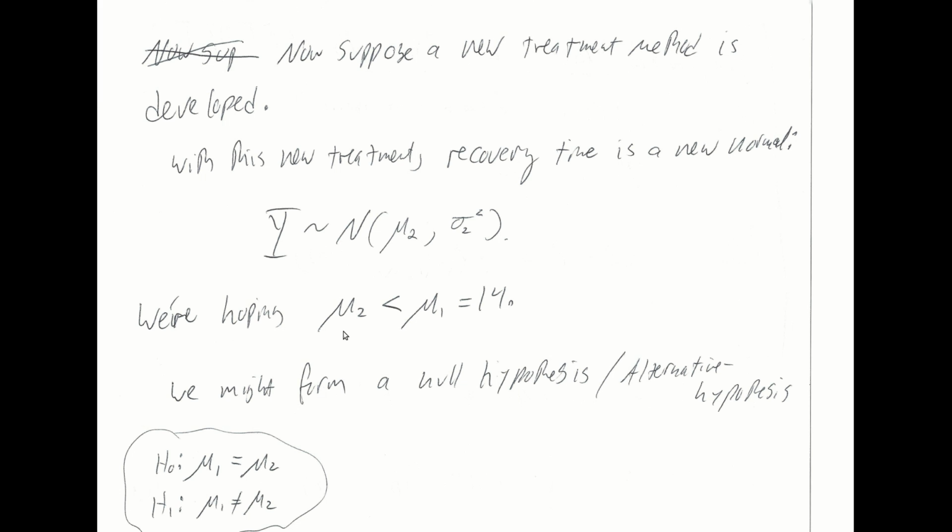So mu2 here would be the average recovery time for people who receive our new treatment, and mu1 is the average recovery time for people who go without this treatment. And we know that to be 14, we are assuming. We're hoping that the new mean recovery time is less. So we could come up with an alternative and a null hypothesis, and they might look something like this. H0 is going to assert that the new average recovery time is the same as the old average recovery time. And our alternative hypothesis will assert that they are not the same.